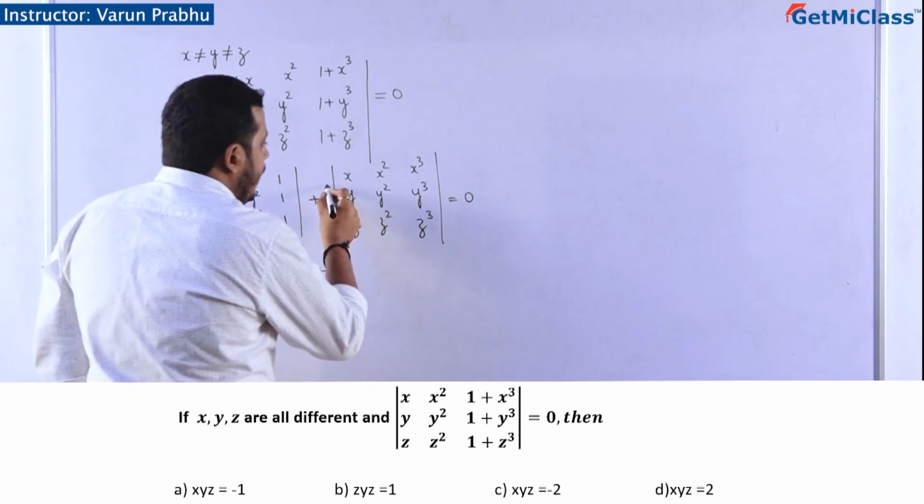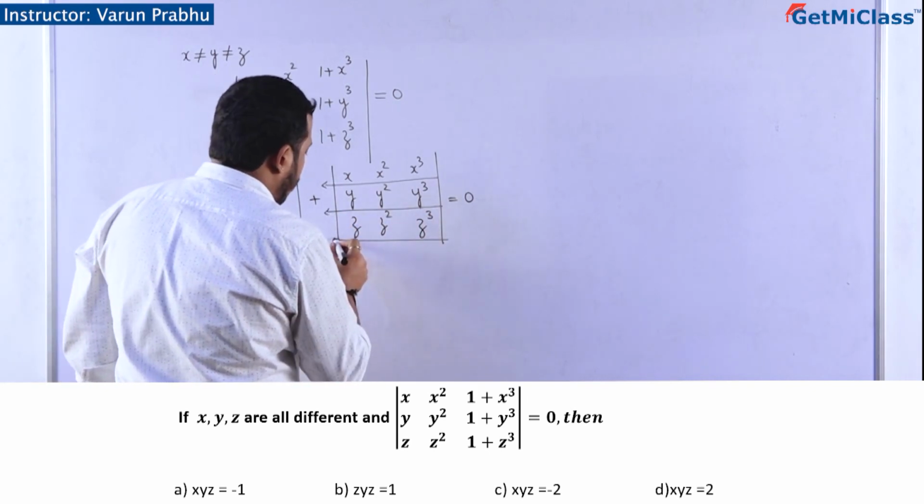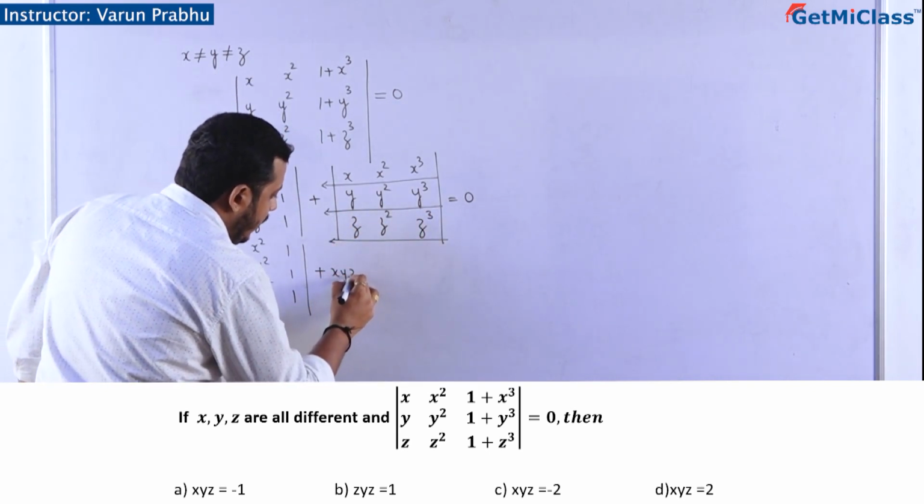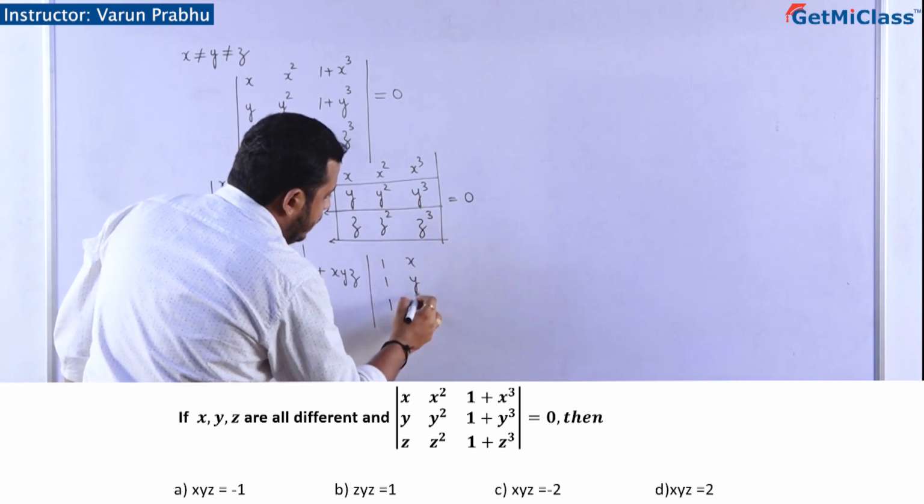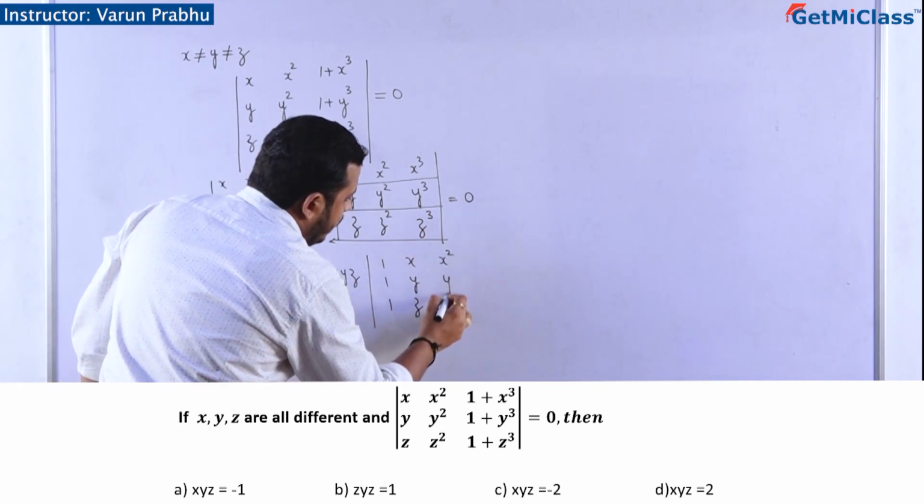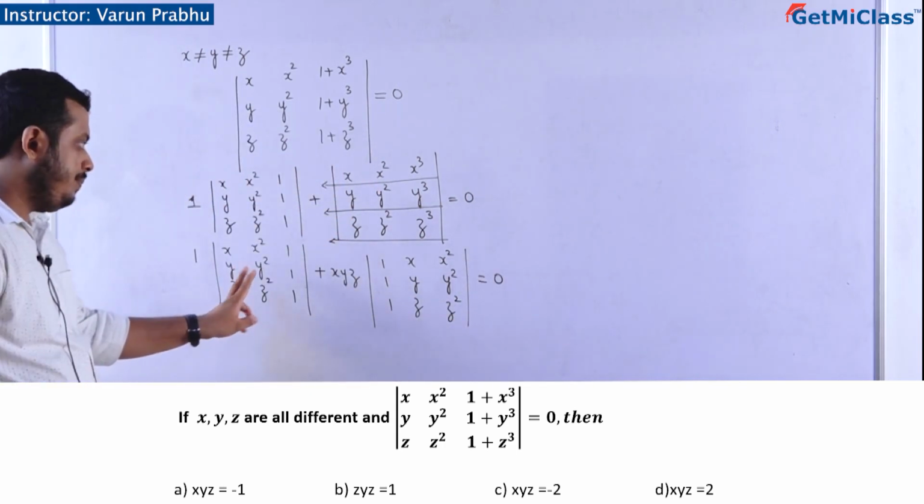Plus, I can take out x common from the first row, y common from the second row, z common from the third row. So x, y, z, if I take out common, I will be left with 1, 1, 1, x, y, z, and x square, y square, z square. Is it right? This value will become equal to 0.